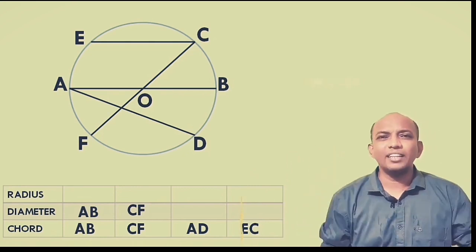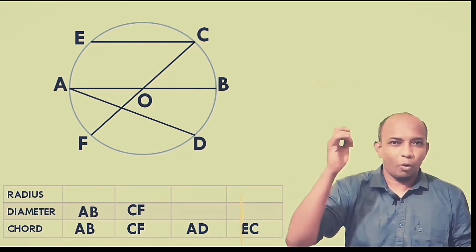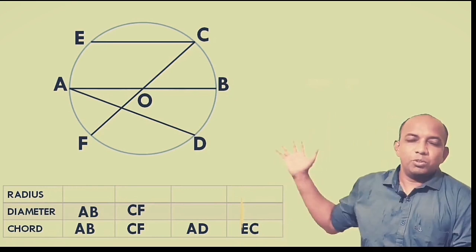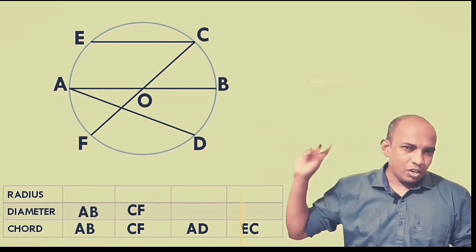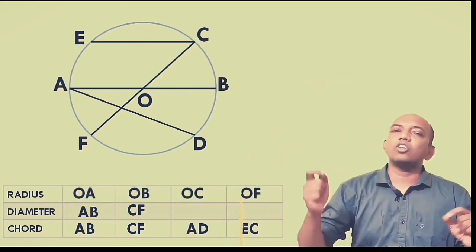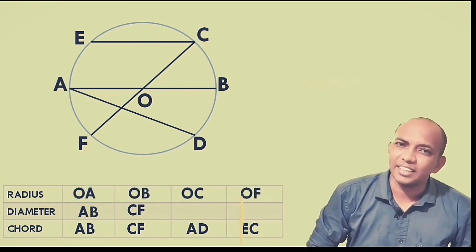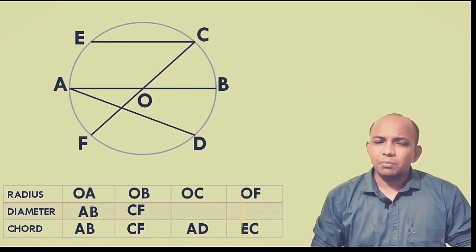All the radii will begin their name with the center, that is point O. So we can say, observe the diagram and try to figure it out. OB, OC, OA, OF, these all are nothing but radii present in that circle. So these are the basic concepts.